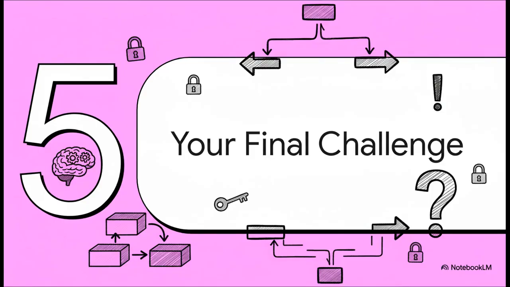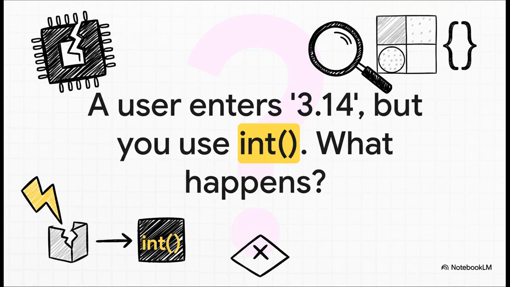All right, we're almost at the end. But before I let you go, I have one last challenge for you. This is to make sure you're actually thinking like a programmer and not just following recipes. So here's the scenario. Your code is expecting a whole number, so you're using int to convert what the user types. But what if the user enters 3.14? What's going to happen? Is the program going to crash? And more importantly, what function should you have used to handle that kind of input gracefully?